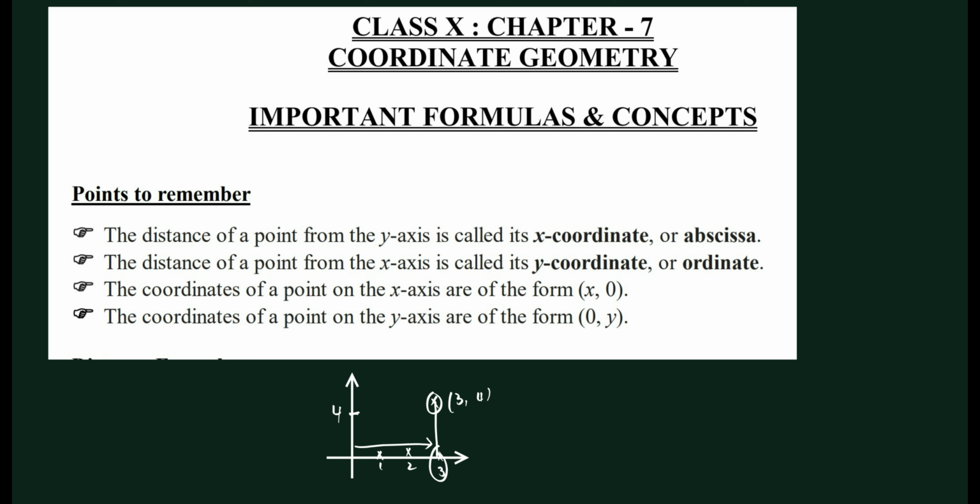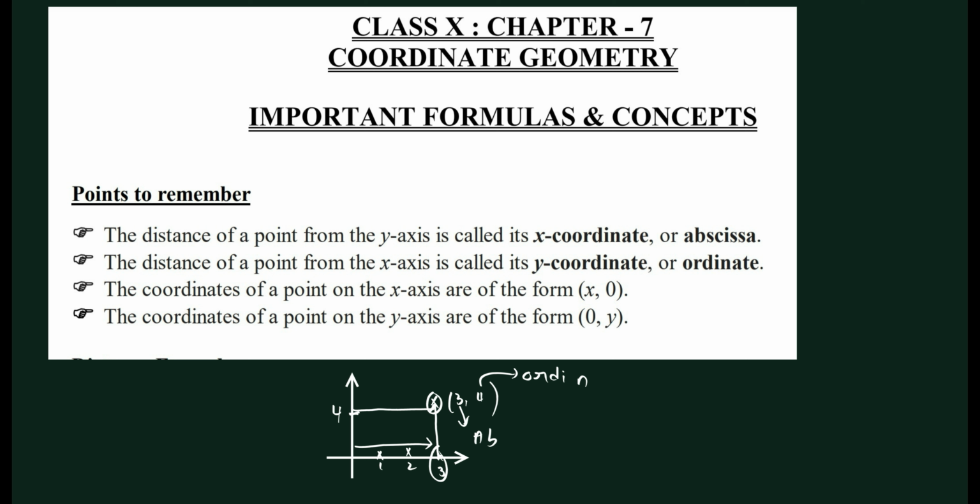The distance of the point from the y-axis is these 3 units. Okay, this we call the abscissa. And the distance from the x-axis to that point is called the ordinate. So this we call the abscissa, and this we call the ordinate. Okay.